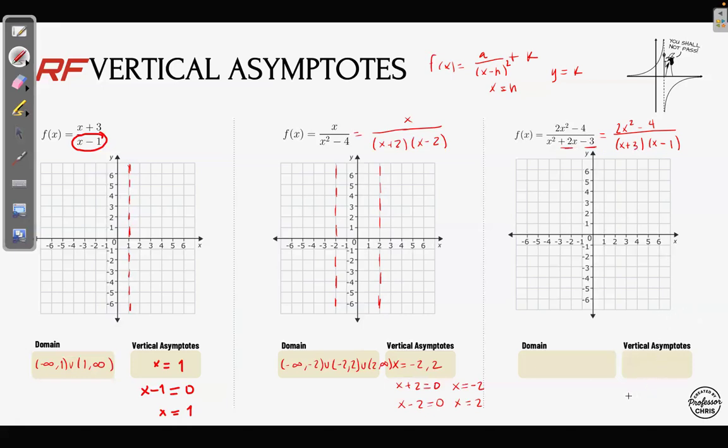That means that our factors are going to be x plus 3 equals 0, getting you the first vertical asymptote at minus 3. And the other one is going to be at x minus 1 equals 0. And you get x is equal to positive 1. You get one vertical asymptote at minus 3. And the other one is at positive 1.